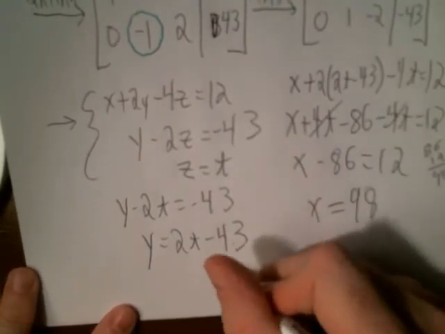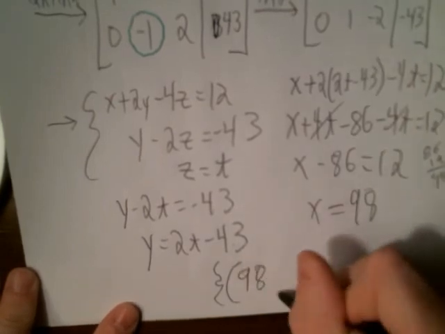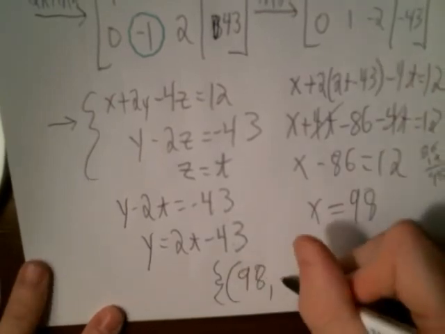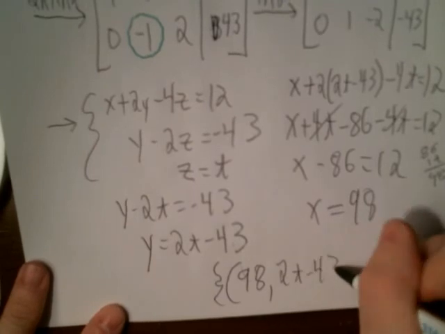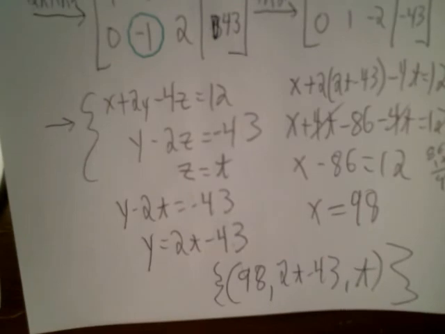So our solution is a set of all ordered triplets such that the first coordinate is 98, the second coordinate is 2t minus 43, and the third coordinate is just plain old t. Okay, so that's the idea. Hopefully that'll get you through the homework.